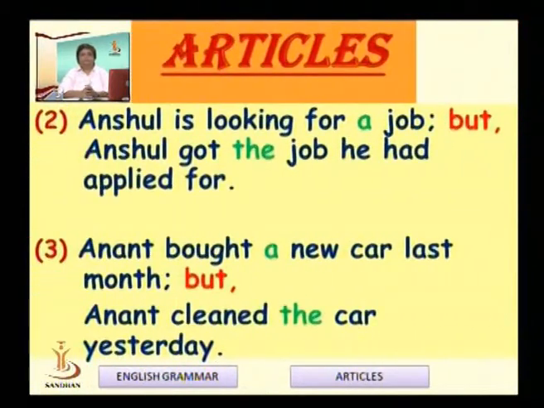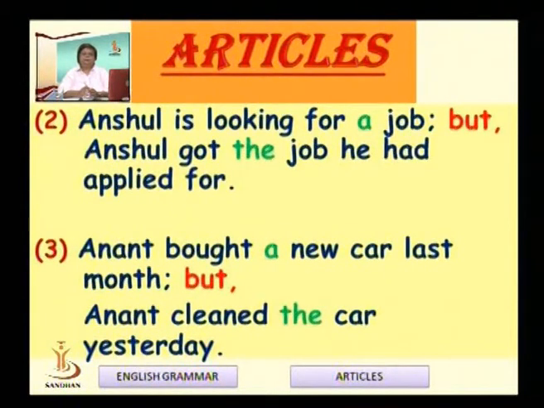All right. We'll take a few more examples. Anshul is looking for a job. He's looking for any job. There are millions of jobs available. He's hoping to get any job. But look at the next part. Anshul got the job he had applied for. Now, are we not specifying which job? The job that he had applied for.